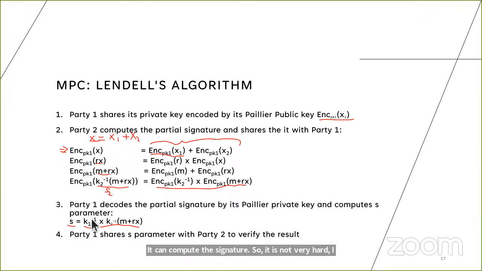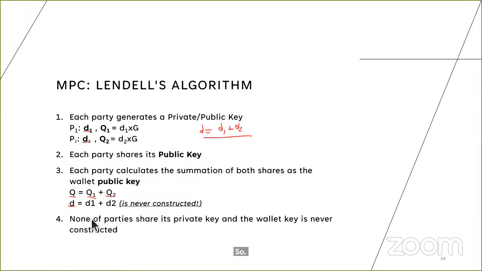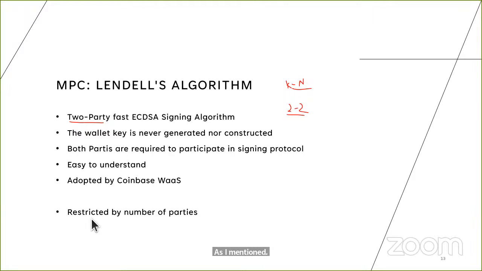The key concept in this algorithm is the Paillier cryptosystem. As I mentioned here, we need two parties to contribute to each other to compute the signature. And we need exactly both of them. And none of the parties can sign a message without the contribution of the other party.